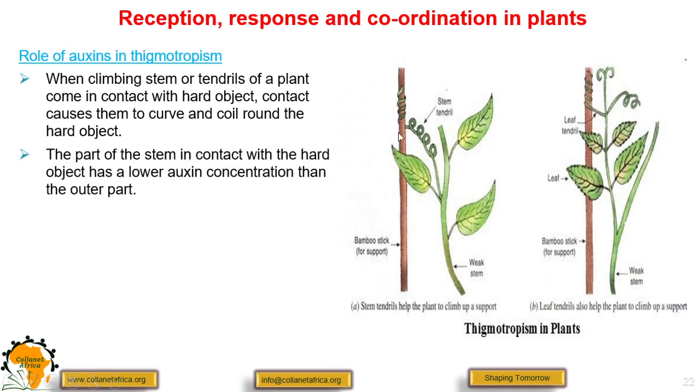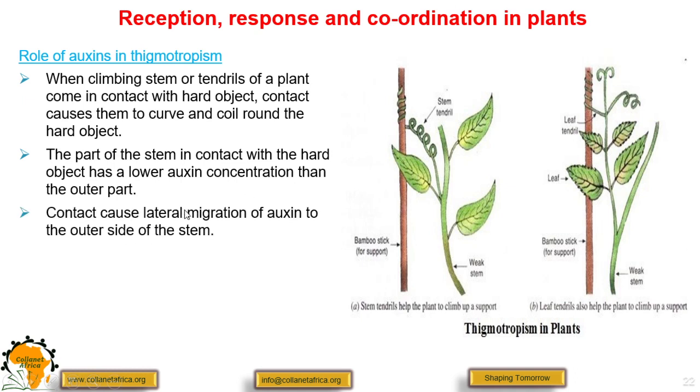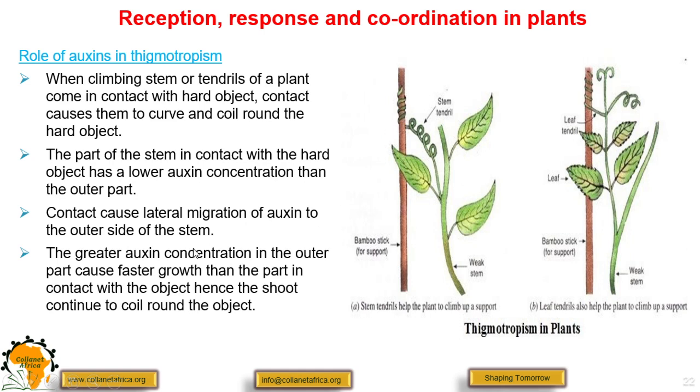the part of the stem which is in contact with the hard object will have little concentration of auxin than this outer part. Remember, concentration can be the same as volume or amount. So contact causes migration of auxins to the outer side, and when auxins are greater on this outer side, then there will be faster growth than in the part in contact with the object, and therefore that makes the shoot coil around the object.